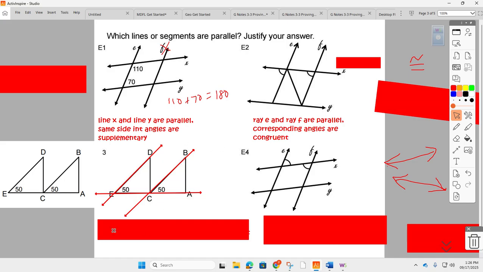So you're going to go ahead and draw a line through EE. You're going to go ahead and draw a line through CB. You're going to go ahead and draw a line through EA.